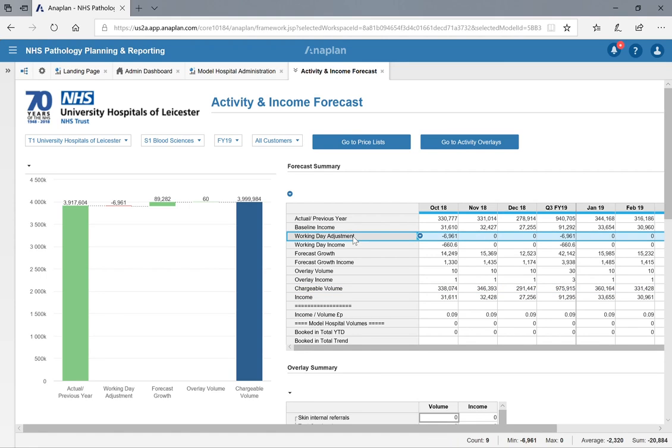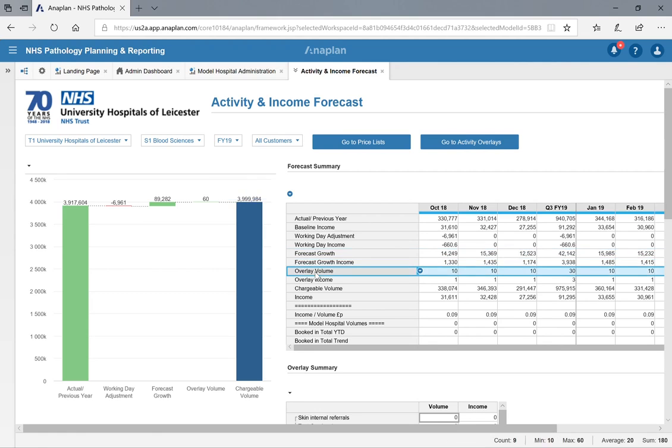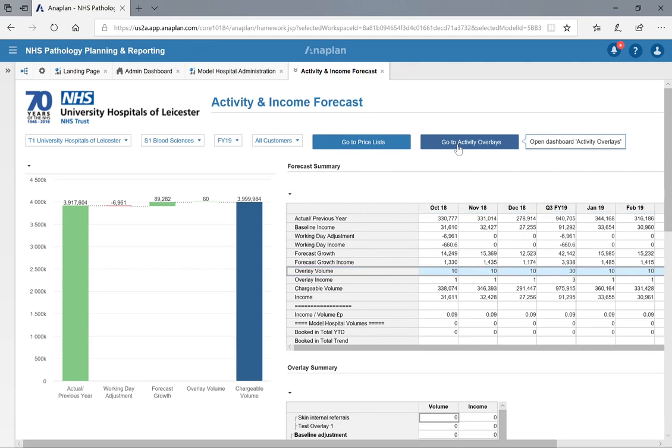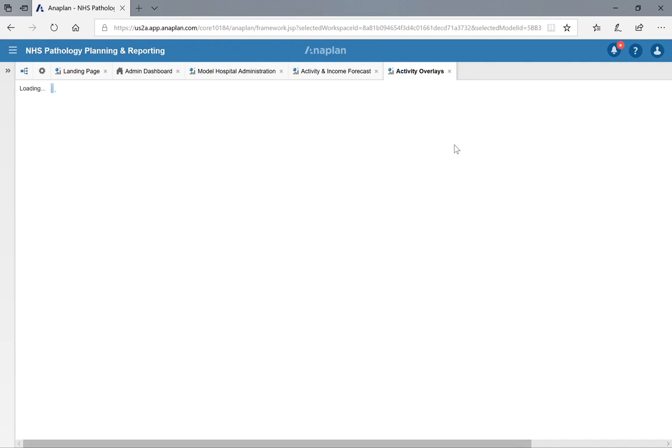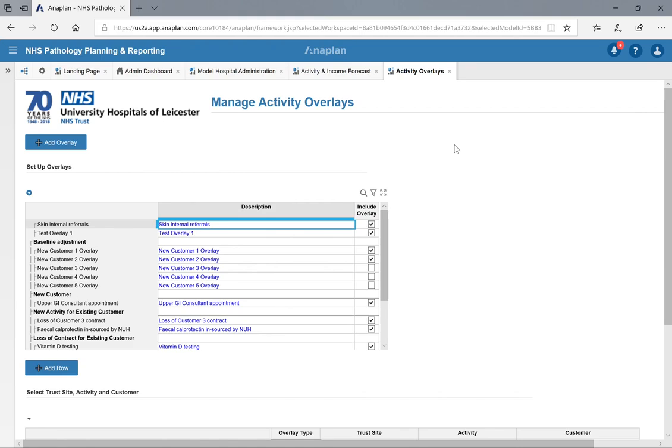The calculated forecast growth or decline is based on the year-to-date trend, and any additional changes in activity that have been entered by end users as overlays. Overlays are maintained via an overlays dashboard, which allows end users to record planned changes to service activity by forecasting period. These can then either be included or excluded from the final activity forecast.